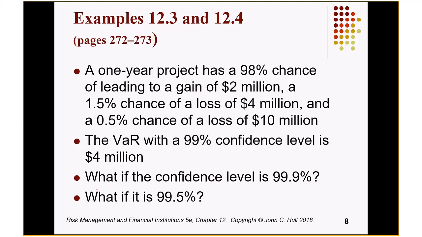Here's another example. A 1-year project has 98% probability of a gain of 2 million, 1.5% probability of a loss of 4 million, and 0.5% probability of a loss of 10 million. What is the VaR at 99% confidence level? How do we analyze it? We would just lay down the probabilities: 98% of plus 2, 1.5% negative 4, then 0.5% negative 10.